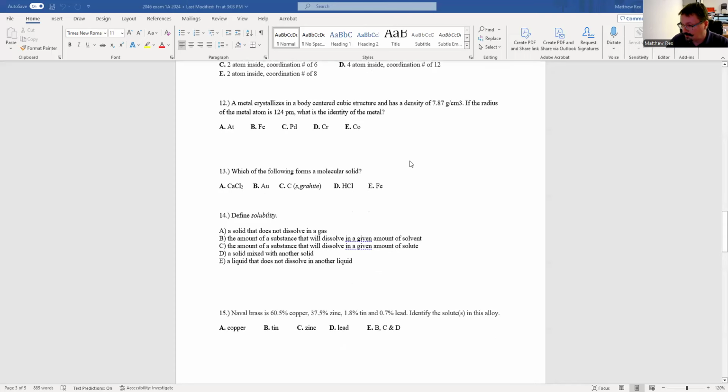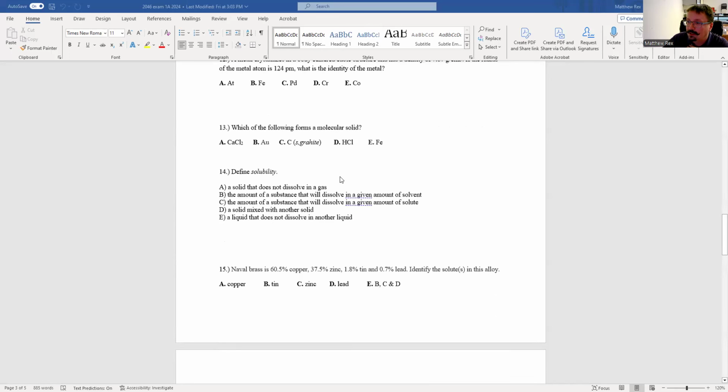Which of the following forms a molecular solid? CaCl, calcium chloride, that's ionic, so that would be an ionic solid. Au is gold, that would be a metallic solid. Carbon, solid carbon in specific graphite structure would be a network covalent. HCl, that's a molecule, and our interactions would be between one molecule and another, so that would be our molecular solid. Fe would be a metal again, that would be a metallic solid. So the answer there would be D.